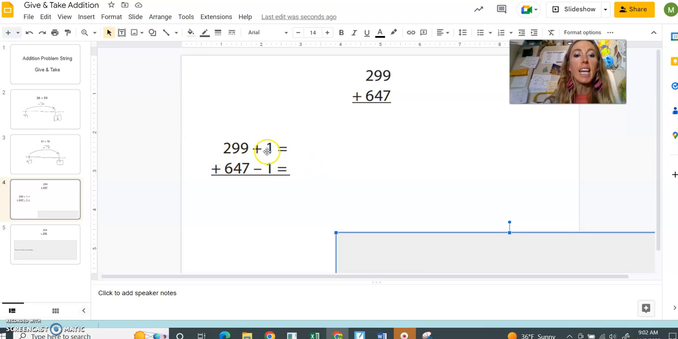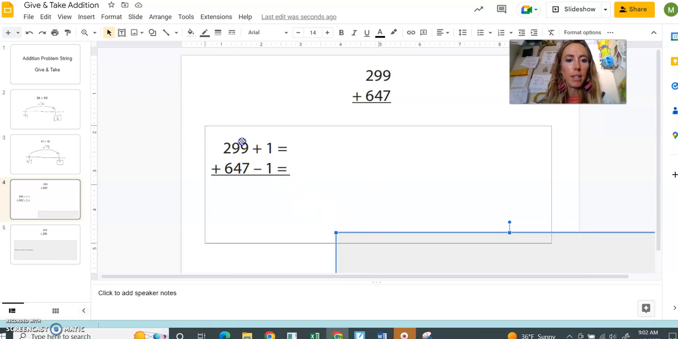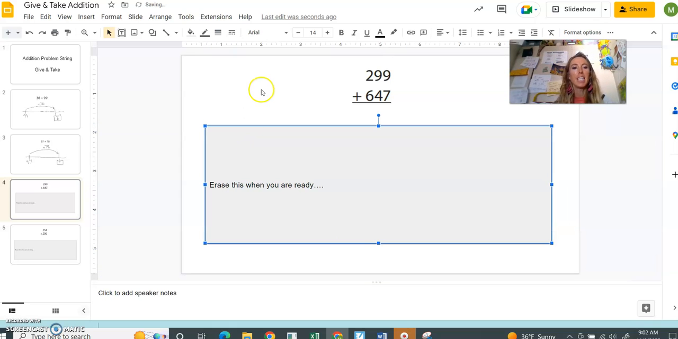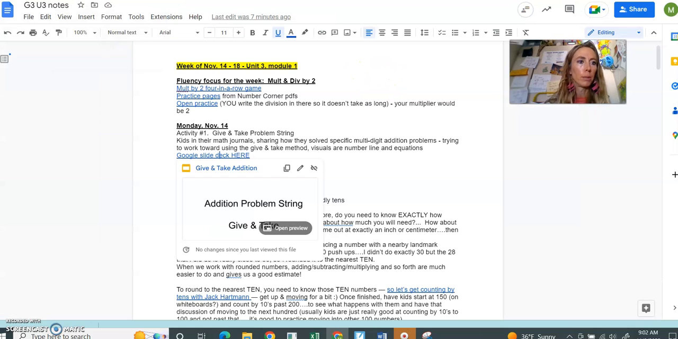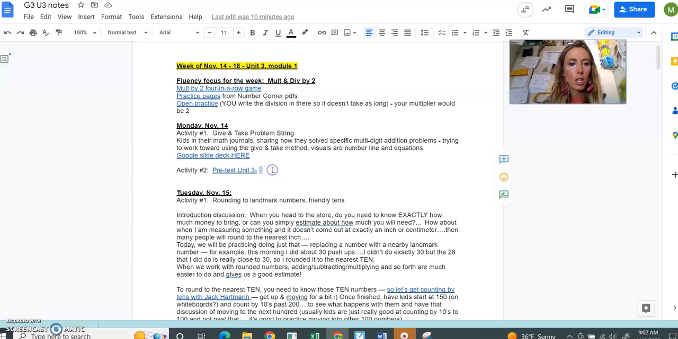What if we give 1 to 299, but then we take 1 from 647? That'll give us our same answer. So it's the idea of give and take, of making the problem easier because one of the numbers is very close to a landmark number. Okay? All right. So you're starting it off with a give and take problem string.